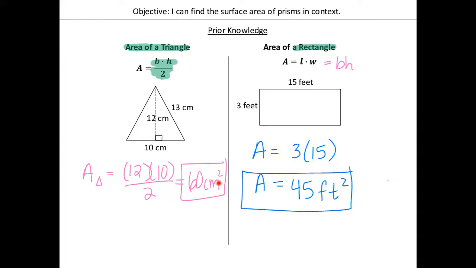And then centimeters is squared also. I didn't really talk about it yesterday, but the reason why it's squared is really because it's 3 feet times 15 feet. And remember, the rule for exponents is feet to the first. When you multiply bases with the same power, you end up adding the exponents, right? So feet times feet is actually feet squared.